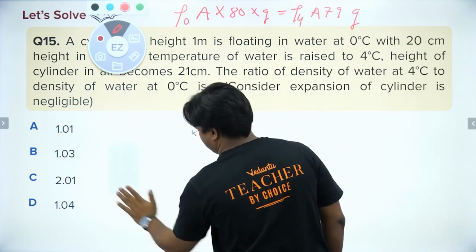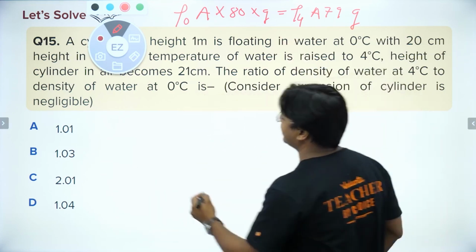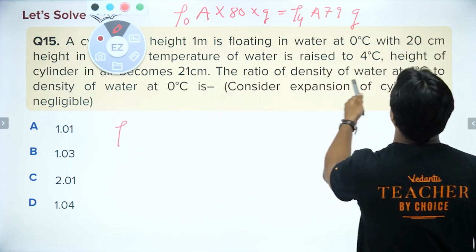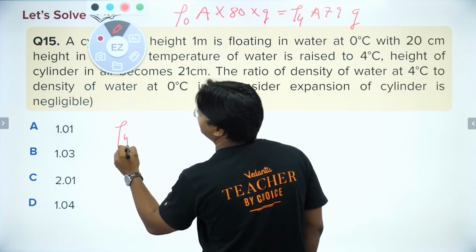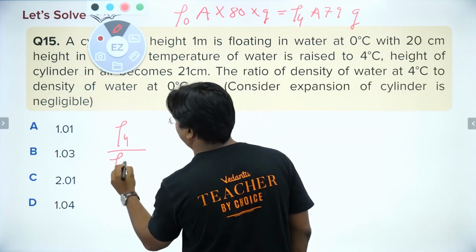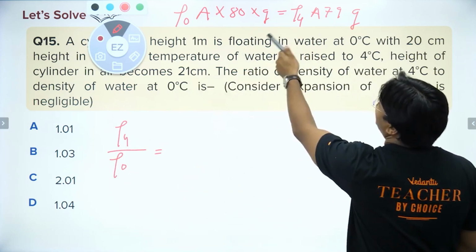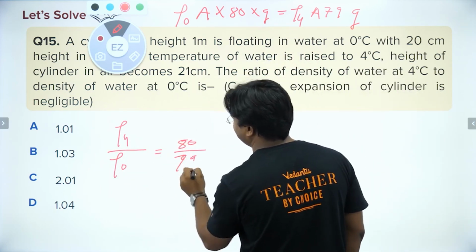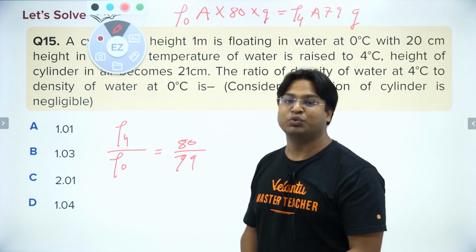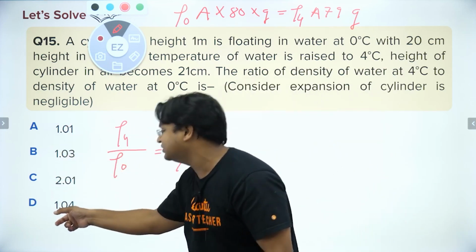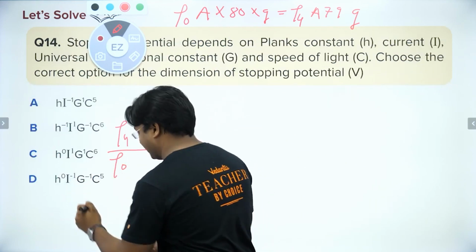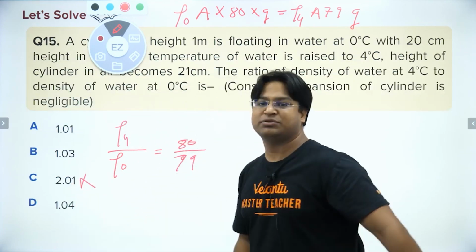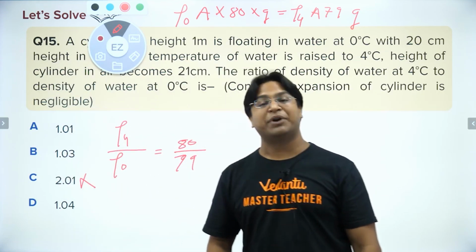Okay. So once you do this calculation, what are we looking at? Ratio of density of water at 4 degrees. So we want rho 4 by rho naught. So this will be how much? This will be 80 by 79, which clearly tells me that the answer will be close to 1. But when I have a look at the options, I can only eliminate one. I'm only able to eliminate this one because the other values are pretty close to 1.